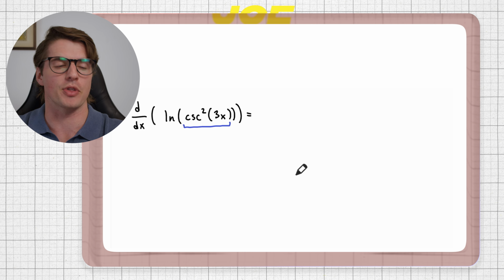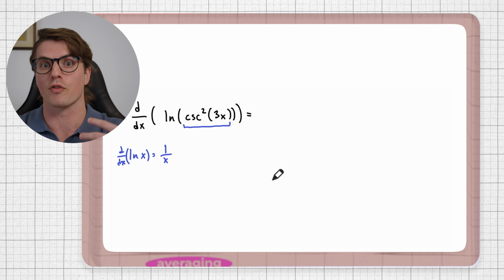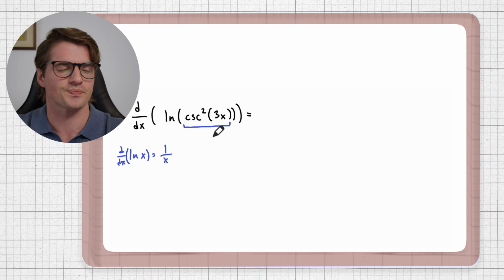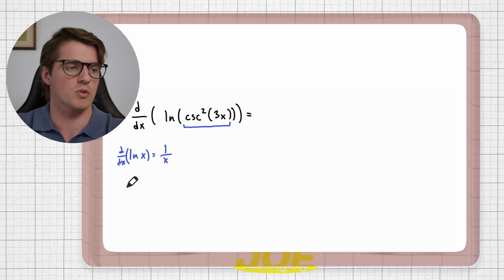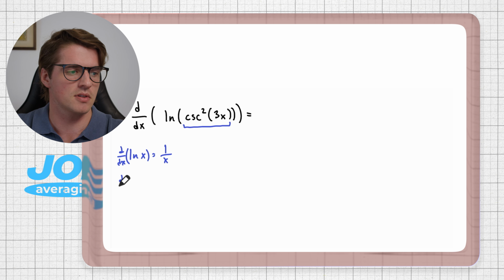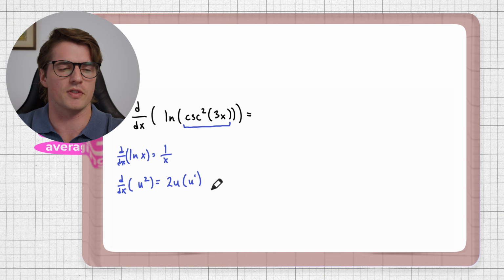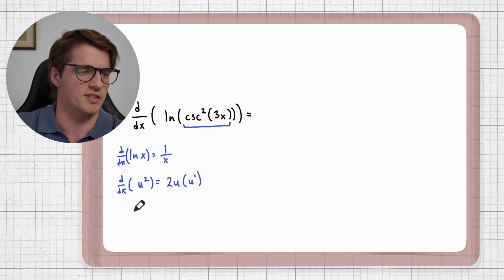So ln of something. The derivative of ln of x, I'll remind you, is 1 over x, or 1 over something. We'll use that. Cosecant squared, yes, we've seen this before, it's familiar, but in terms of derivatives, it's still not one function. Cosecant squared would be like something squared. Could say u squared, and that would be 2u, and we're going to multiply by the derivative. I'm getting a little bit inconsistent here with my notation, but we'll see our answer in a second.